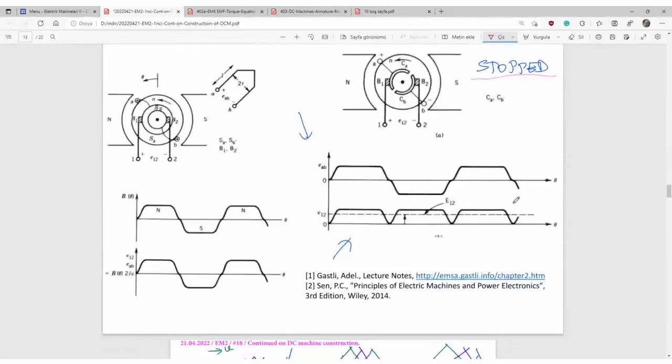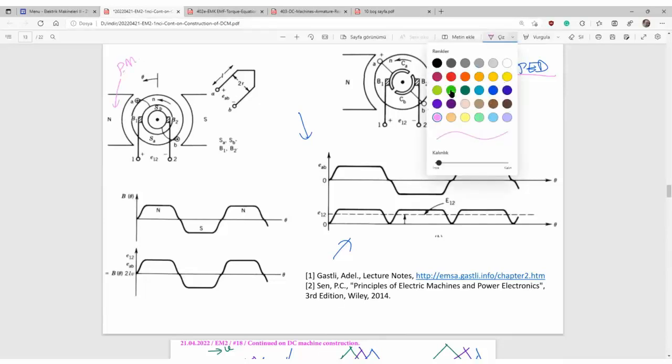We have stopped here, and let's talk about this one. What this means. Gentlemen, let's say here are permanent magnets, and here are magnetic field lines coming from here.